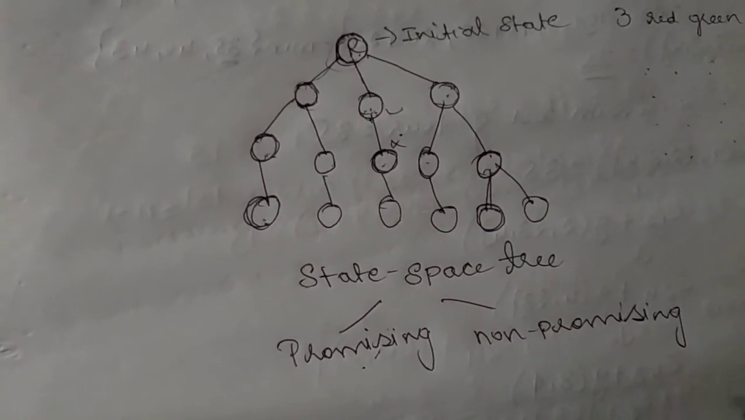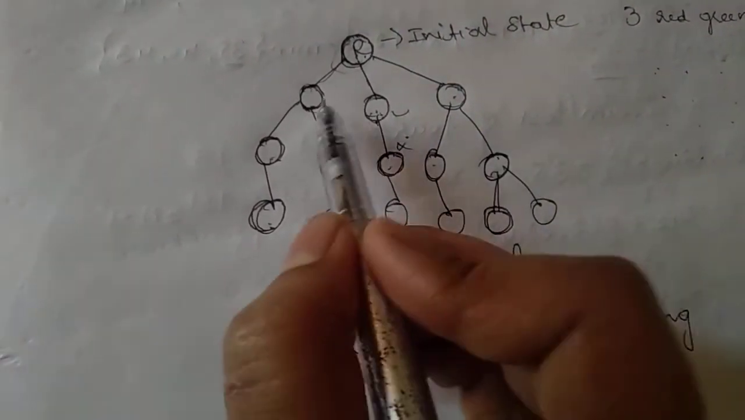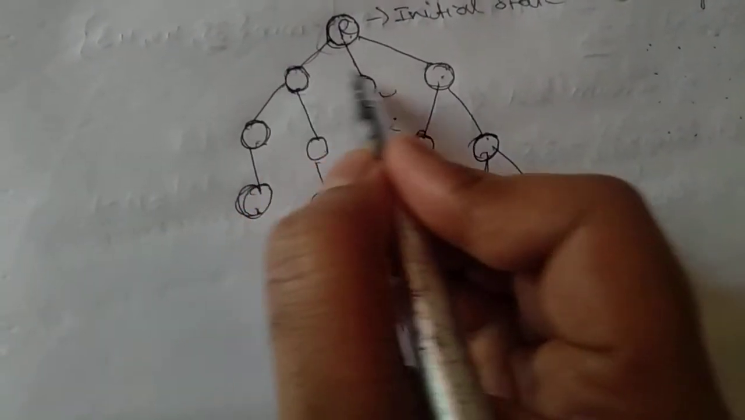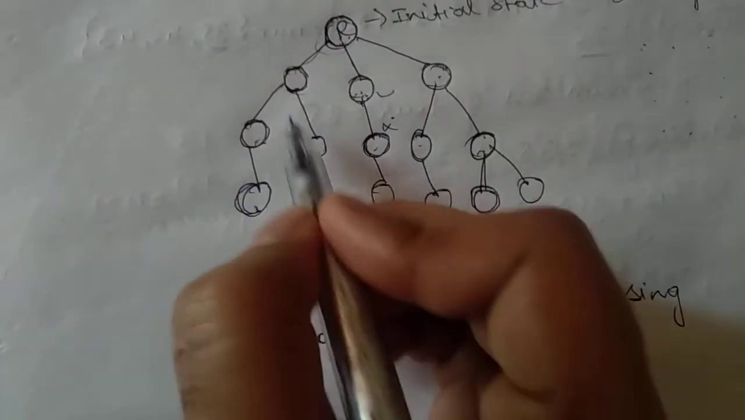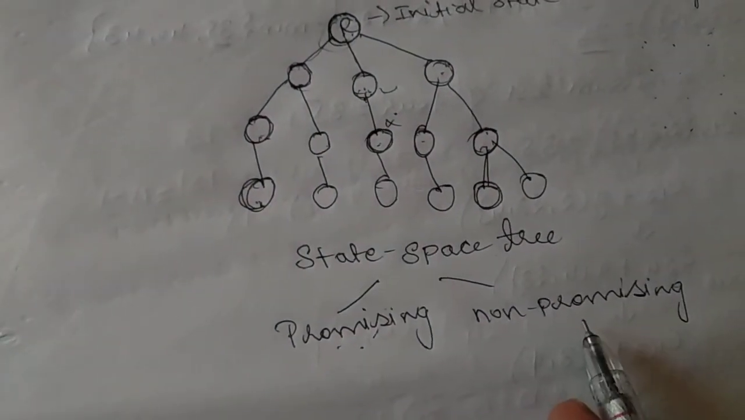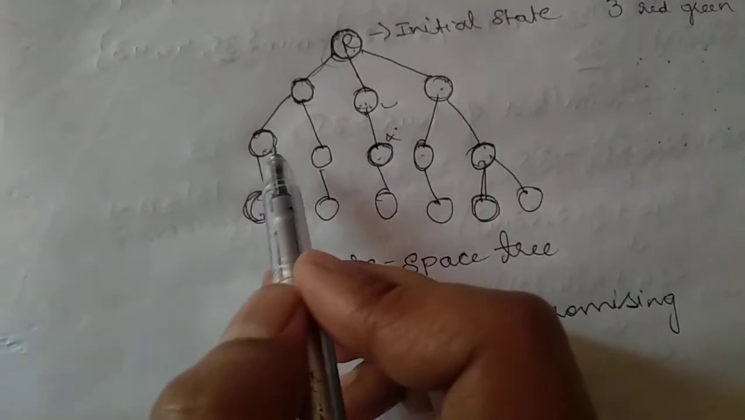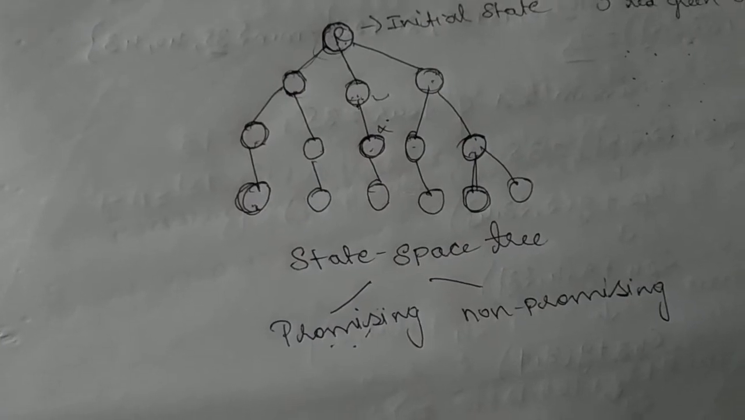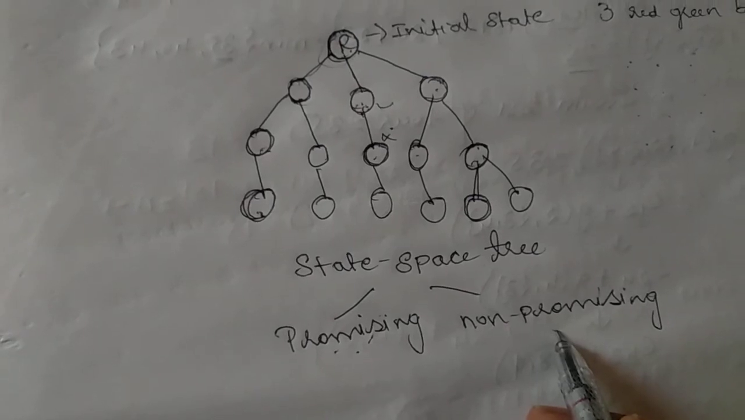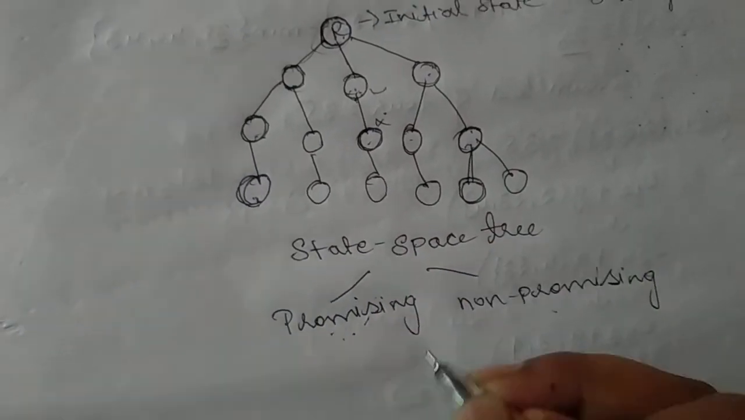What is the meaning of this? A state space tree is said to be promising if its partially constructed solutions, these are all the partially constructed solutions, lead to a complete solution. Otherwise, it is called non-promising. You have constructed the partially constructed solutions, but they are not taking you to the complete solution. Again, it is giving you an incomplete solution, then that is called non-promising. If the partially constructed solutions give you the complete solution, then that is called promising.